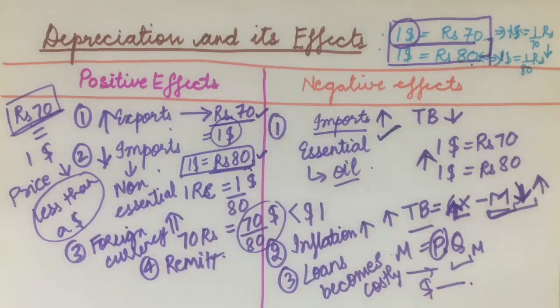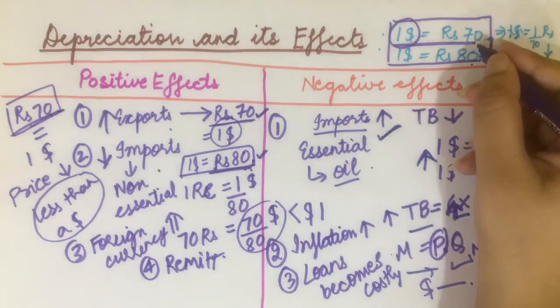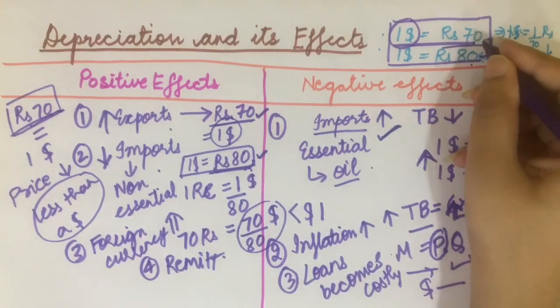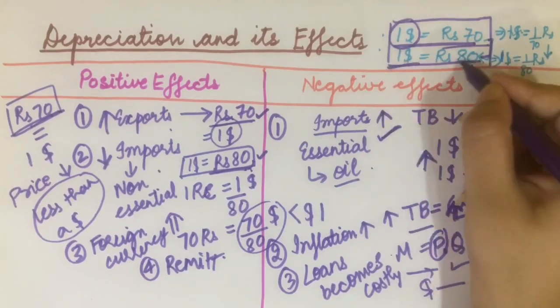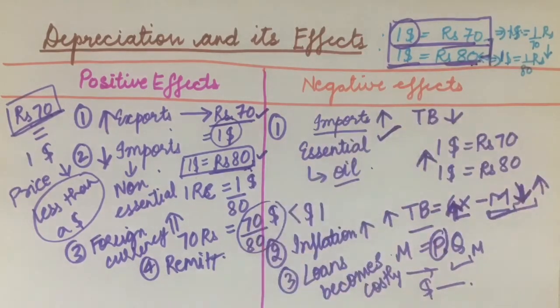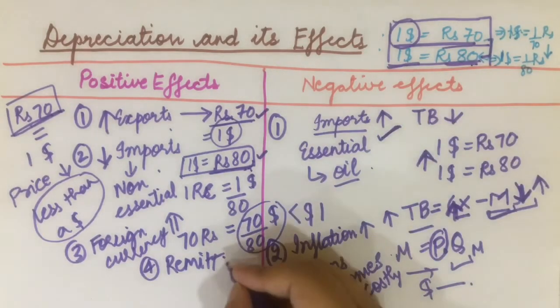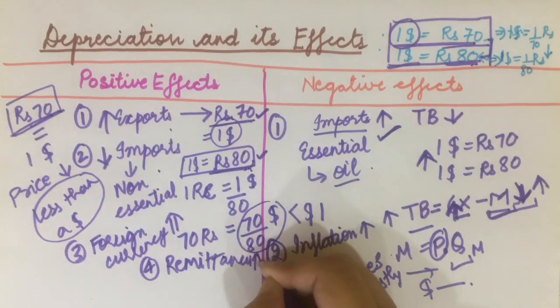Then another effect, we know that there are people who receive remittances from abroad. So suppose you have a relative living abroad. Now, if earlier he was giving you $1, you were fetching only 70 rupees, but now the same $1 fetches you 80 rupees. So it is profitable for you. So the value of remittances goes up.